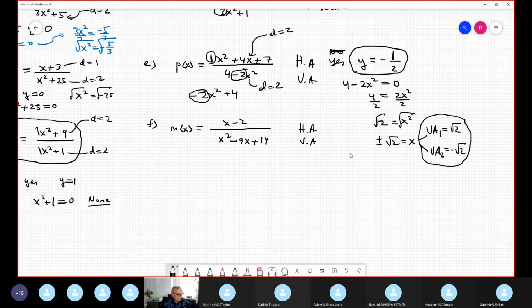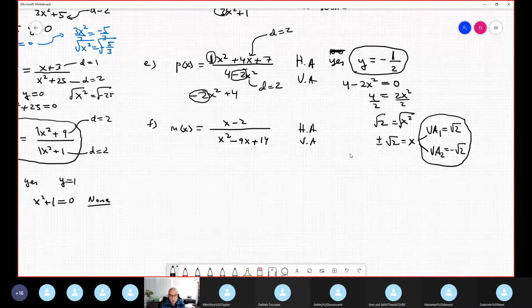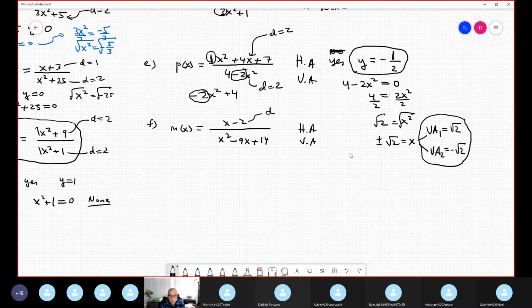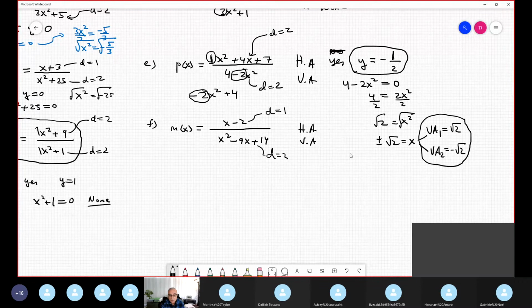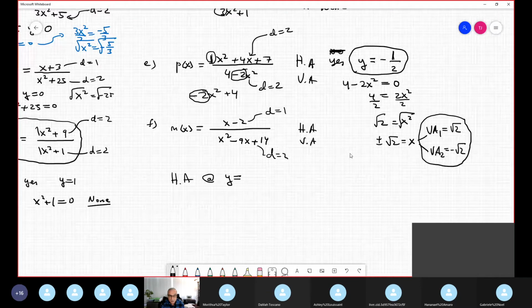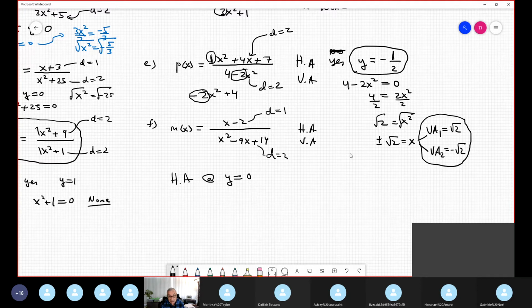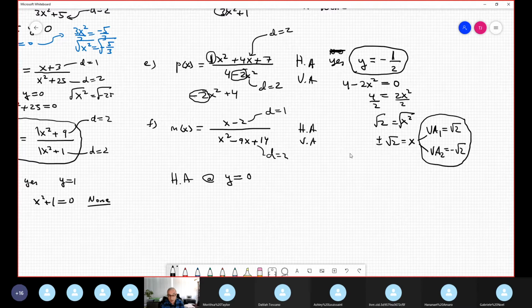Let's see F. Number F, letter F. Okay, we have horizontal, yes or no? Well, degree here is 1 and degree here is 2. It's obvious that yes. Yes, we have horizontal at y equals 0 because it's special. Vertical is a little bit tricky. No, one is 0. Okay.